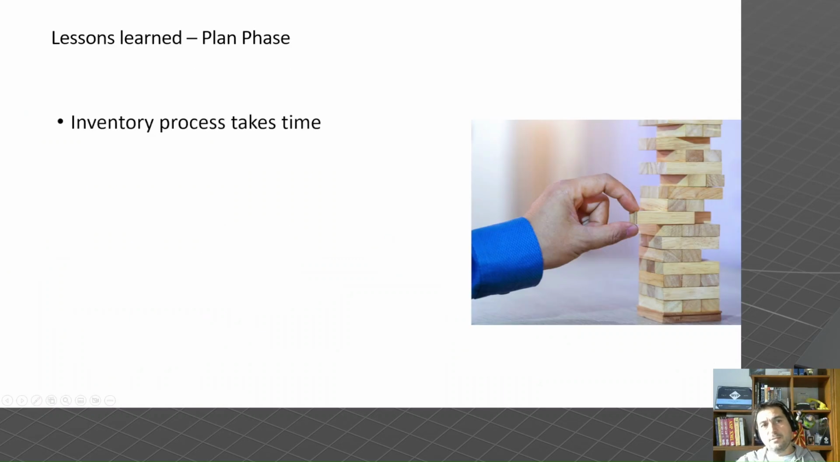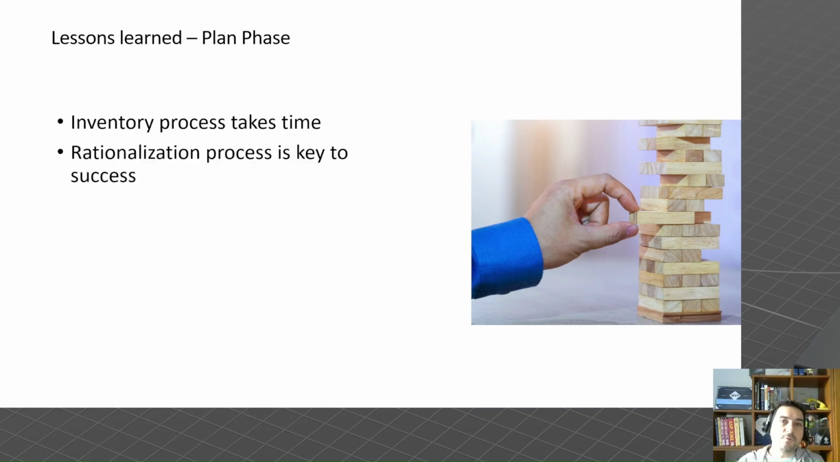Now, as far as the lessons learned goes, right? Yeah, inventory takes time. The rationalization process would be the key to your success, especially the incremental one, because it will speed up certain things. When you do it initially, it's not always easy to ask the tough questions, but I'll tell you from personal experience, after my 3rd iteration, I got more proficient.